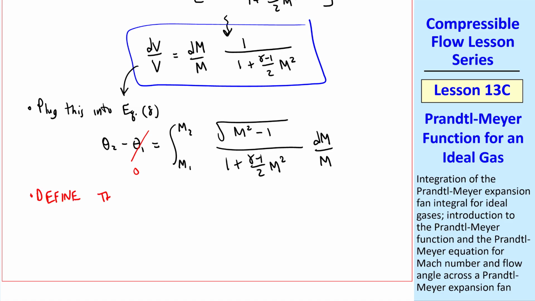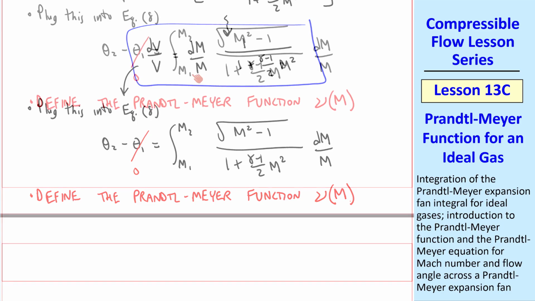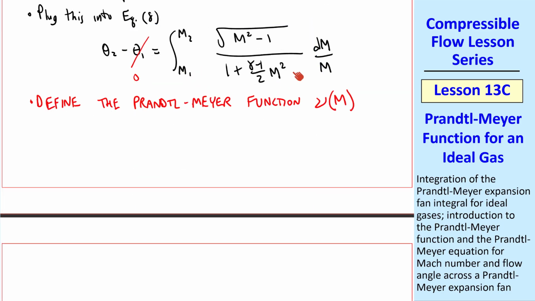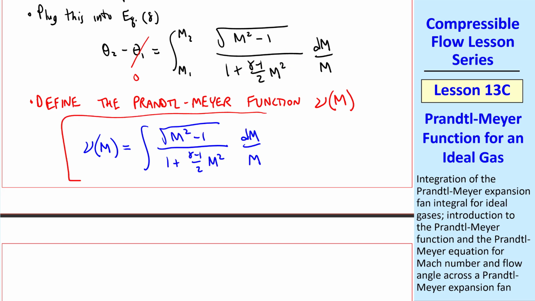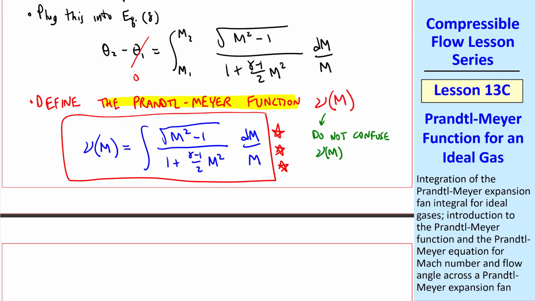Now let's define the Prandtl-Meyer function nu of M. We'll define nu of M as this integral, but without the limits. Namely, nu of M is equal to the integral of this same integrand. And this integral with no limits is the Prandtl-Meyer function. And I'll make a comment here. Do not confuse nu of M with kinematic viscosity, which also uses Greek letter nu.